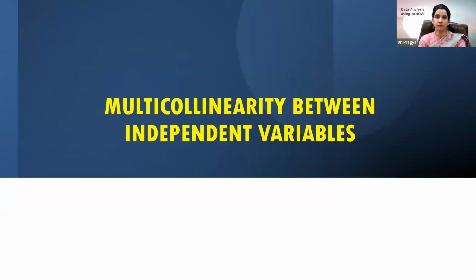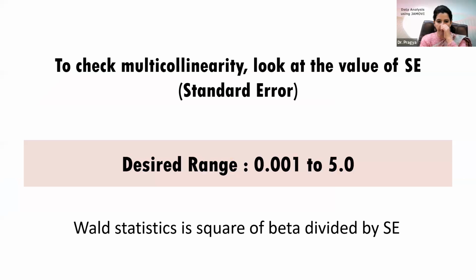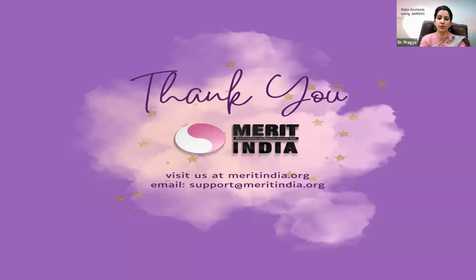Now, there is something known as multicollinearity between the independent variables. Ideally, you can check it in 2 or 3 ways. There is a value of standard error. The desired value of standard error is between 0.001 to 5. If the values lie outside this, then you can say that there is multicollinearity. But this output we don't get in JAMOVI. That's why in JAMOVI we check it through the correlation table. So I'll show you how to do that.